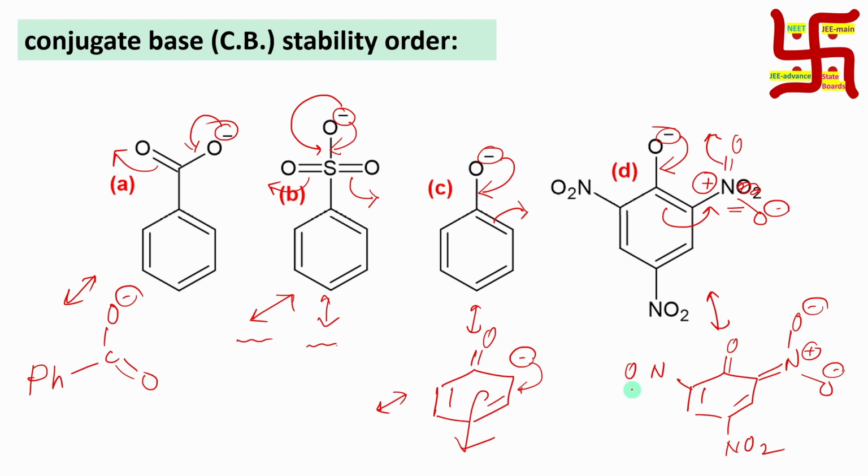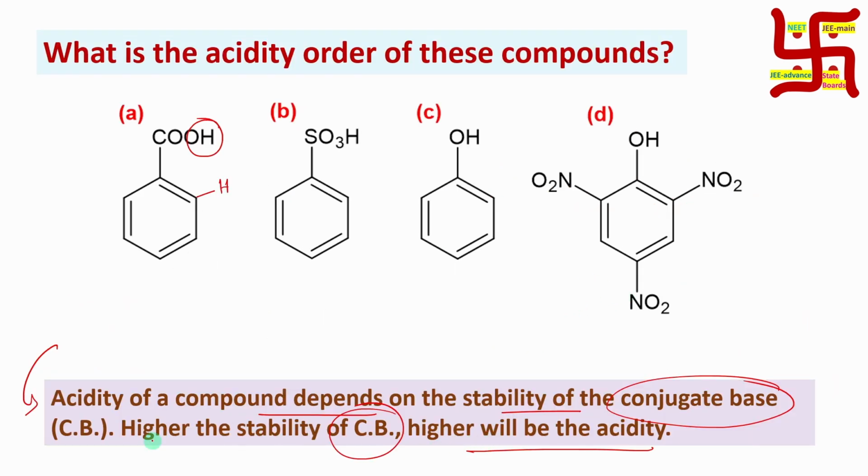And remember, these nitro groups are electron withdrawing groups. And they are situated at the 2, 4, 6 positions, which means they can directly participate in delocalizing the benzene ring pi electron density. And remember, the higher the delocalization of electrons, the higher the stabilization. And the rule we have studied: the higher the stability of the conjugate base, the higher will be the acidity.